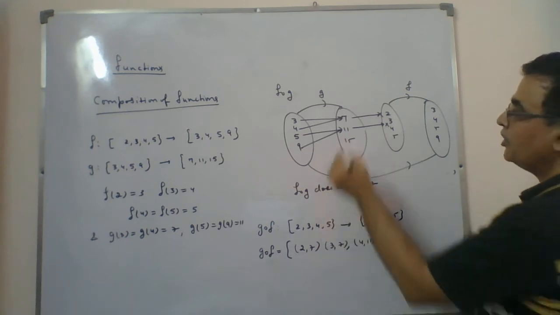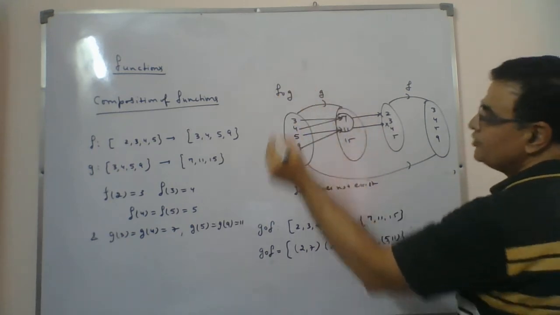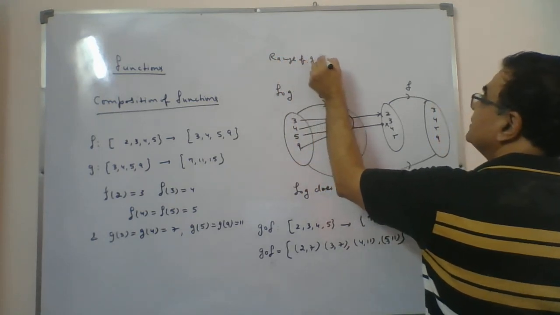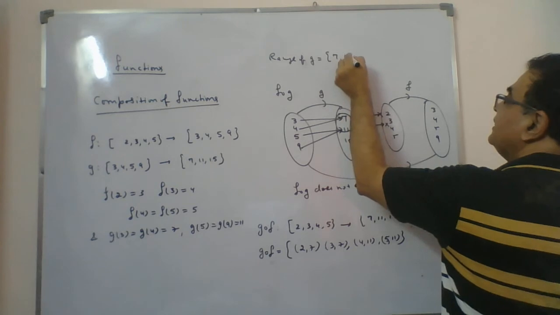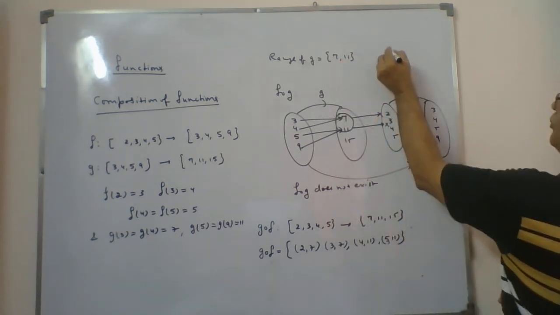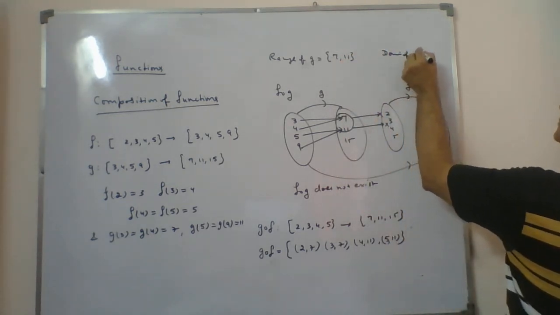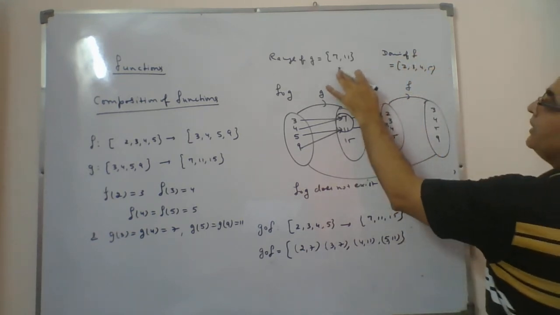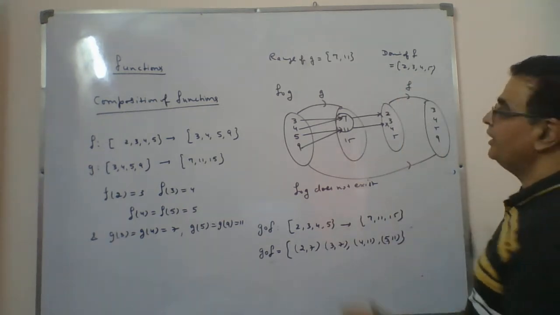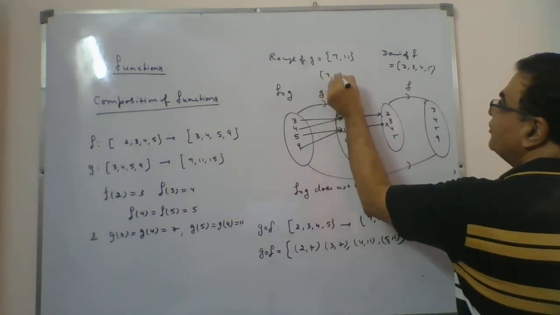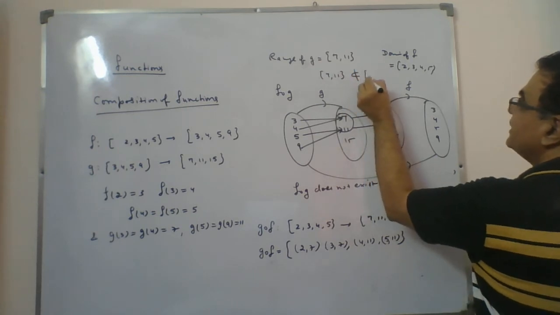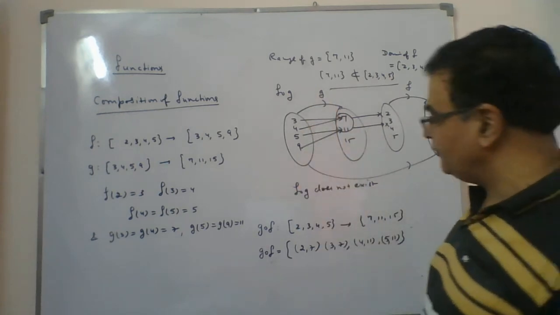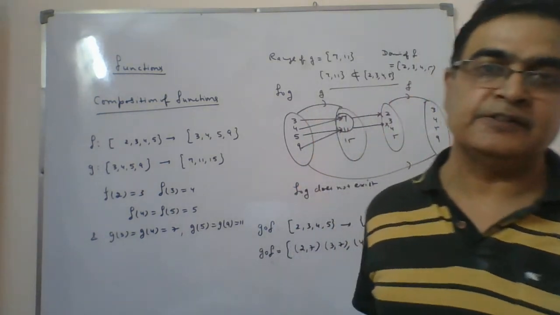Why does it not exist? Because what is the range of G in this case? Range of G is coming as 7 and 11. And domain of F is 2, 3, 4, 5. Is this a subset of this? It is the condition I told you. So I should say {7, 11} is not a subset of {2, 3, 4, 5}. And when this condition fails, we will say FOG does not exist.